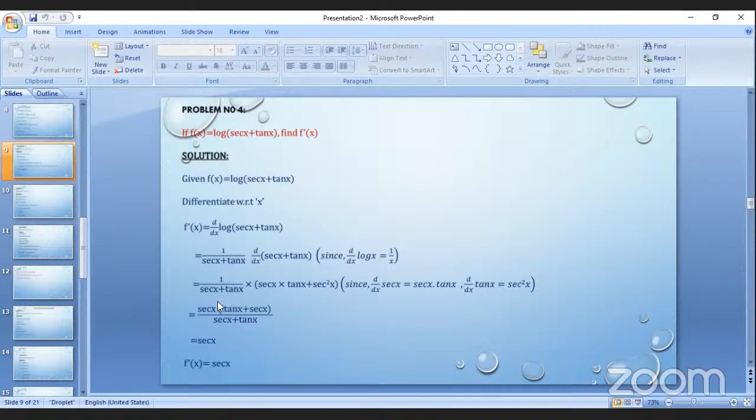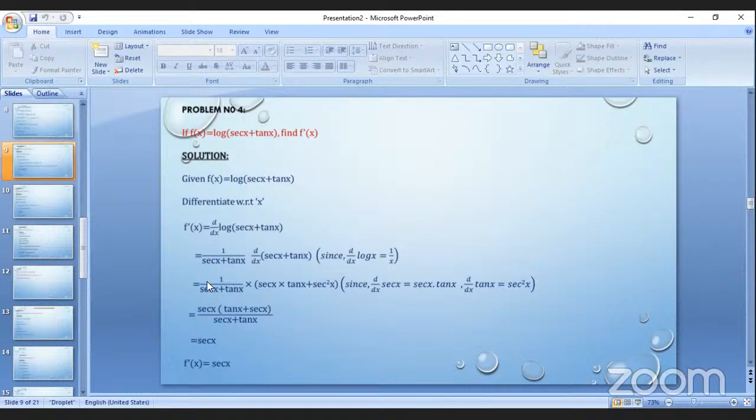Secant x into, after we get secant x into tan x plus secant x. So secant square x is there, so secant x common. Secant x into tan x plus secant x. So by secant x plus tan x, secant x plus tan x get cancelled. Remaining the answer is secant x.